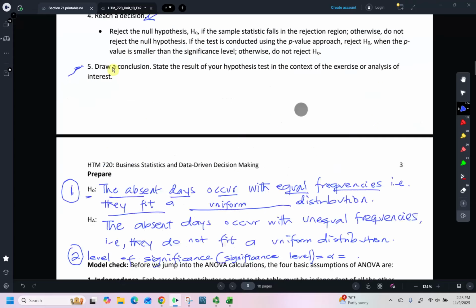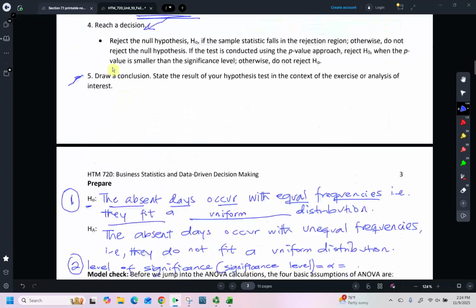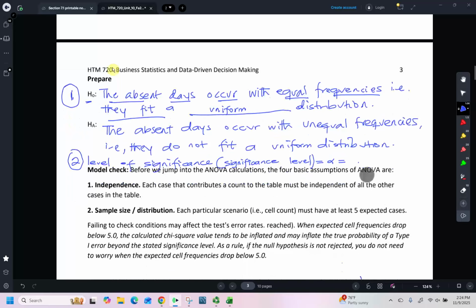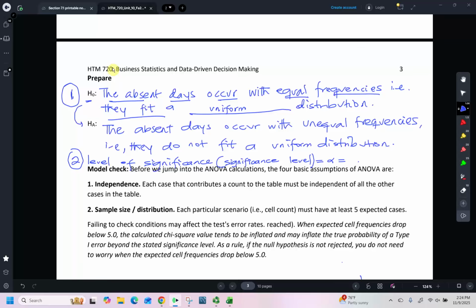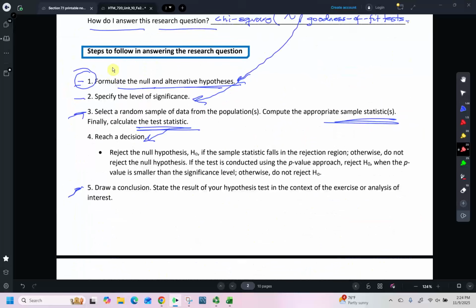A uniform distribution in the sense that for each of the 60 managers, if the highest number of absences occur with equal frequencies during the 5-day week, then you should have 60 divided by 5, which is 12 absences per day. In other words, they occur uniformly or with equal frequencies. On the other hand, we would have the alternative, which is that the absent days occur with unequal frequencies.